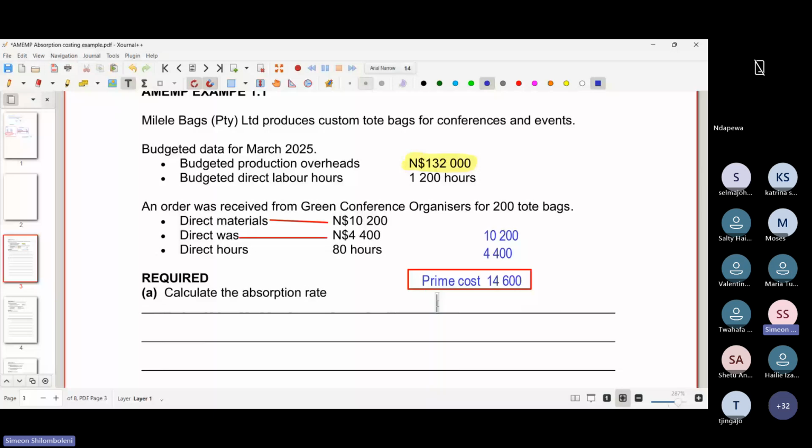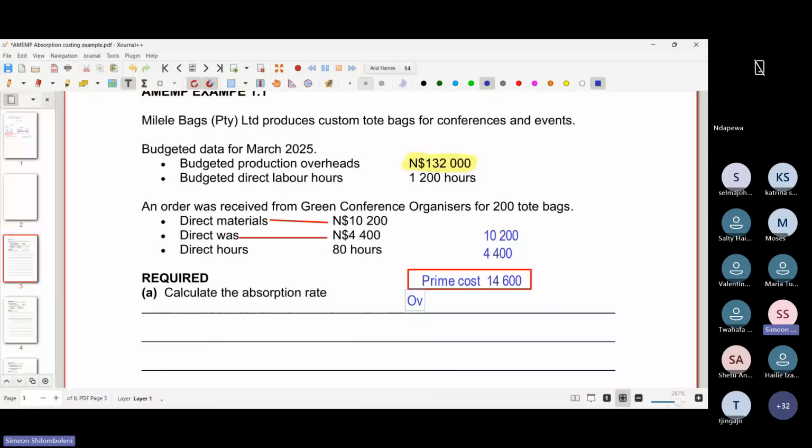But these costs are not covering this 132,000. If you just say, okay, this is our cost, we are just going to add our profit and we give you how much you need to pay us. Remember, these people are going back with their bags, but this 132,000 is not covered. That's why you must now come up with a way and say, since you are making our employees work 80 hours, we are going to use these 80 hours to absorb or to cover our overheads. This is now where the word overhead absorption comes in. Overhead absorption.